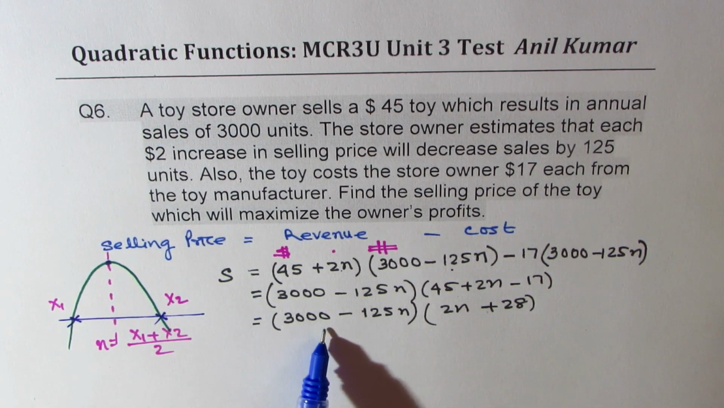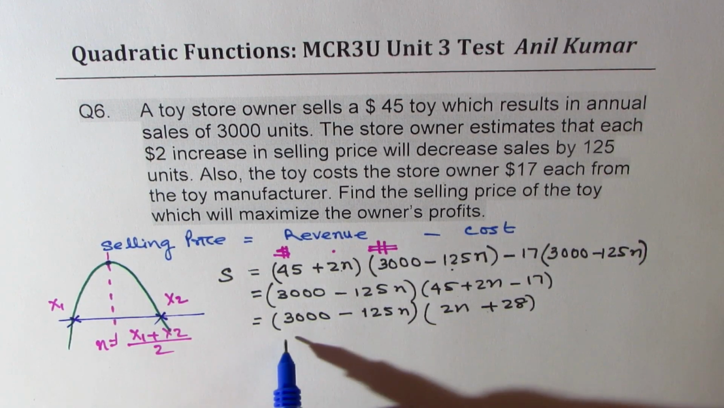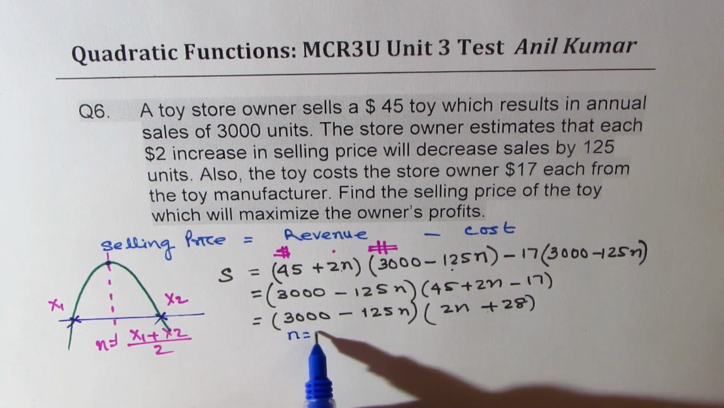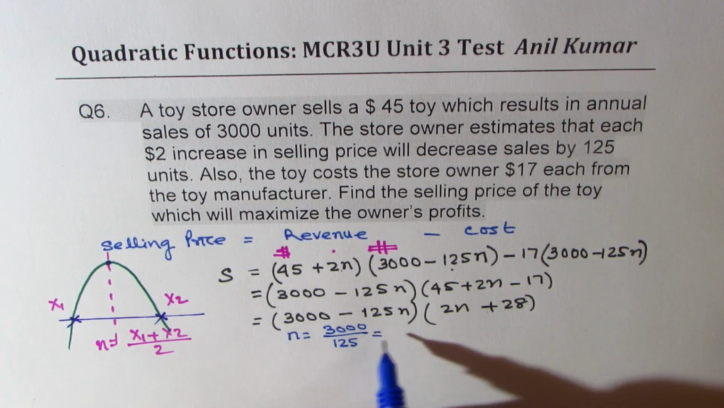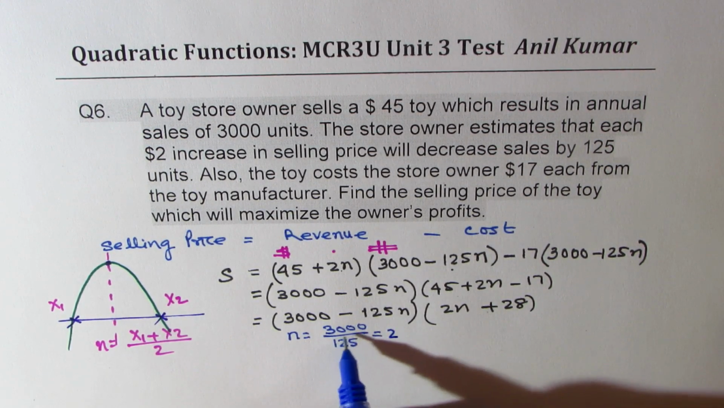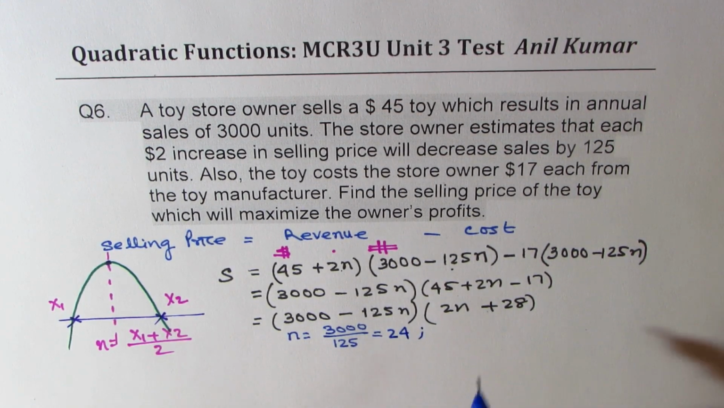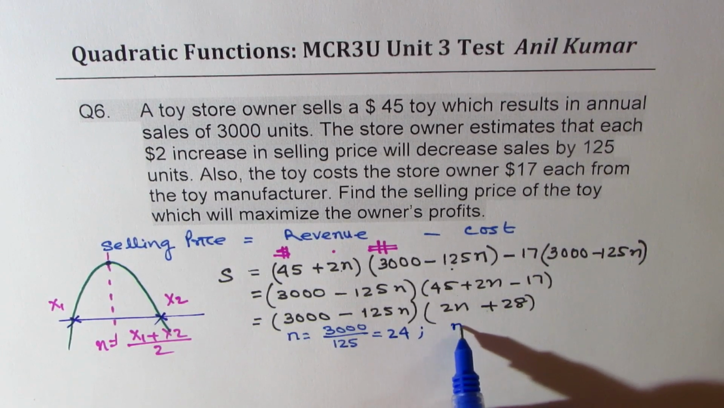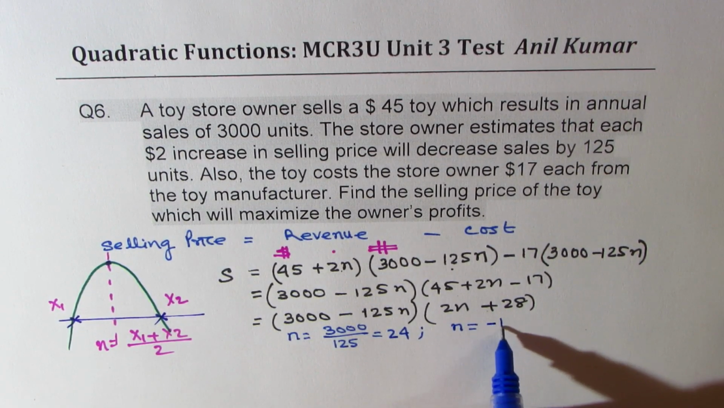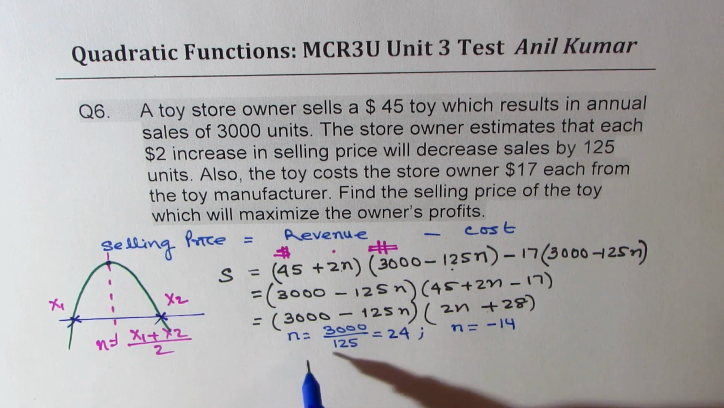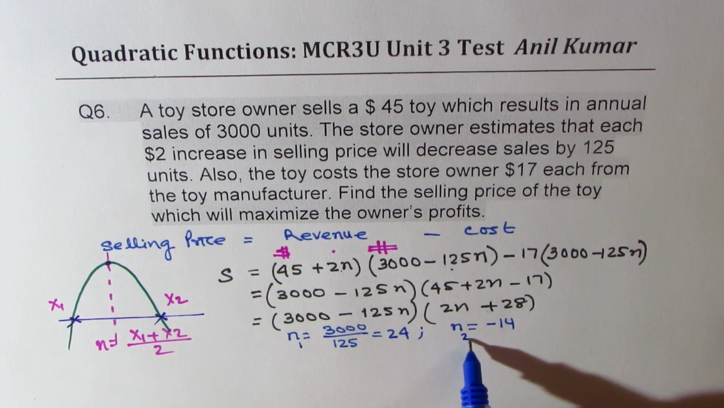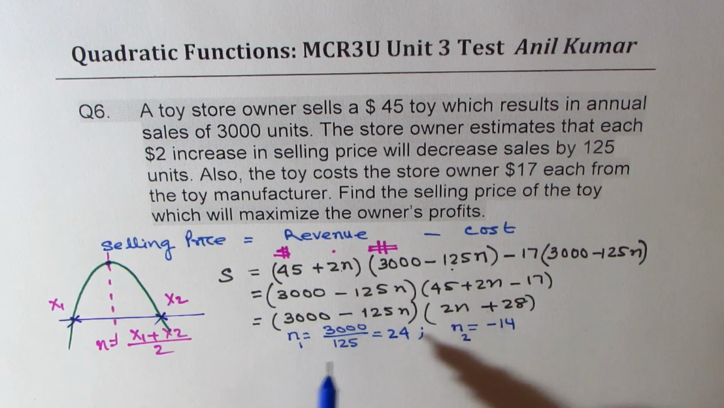So when is this factor 0? This factor is 0 for n equals 3,000 divided by 125, which is times 2 is 250, 500 means 24, right? When is this factor 0? When n equals minus 14. 28 divided by 2. Perfect. So we got these two values. These are, let's say, n1 and n2. So the average is in between.